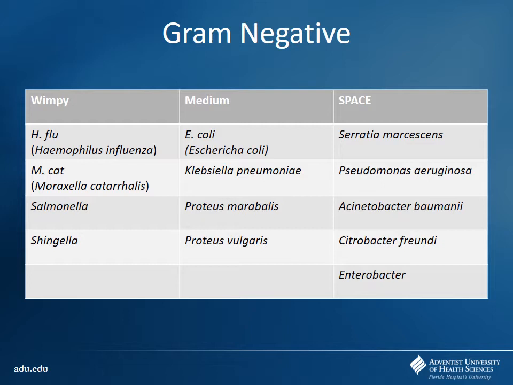And then you have your space bugs. And space bugs are really set up here. You can see the acronym. So it includes things like your Serratia, your Pseudomonas, your Acinetobacter, Citrobacter, and Enterobacter.